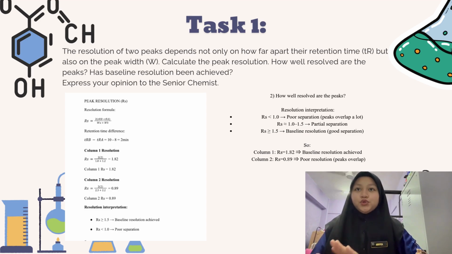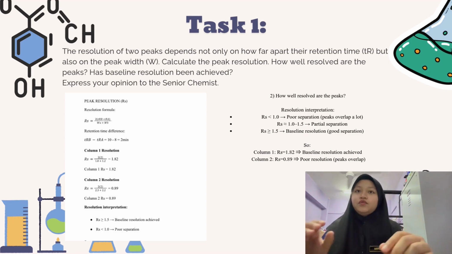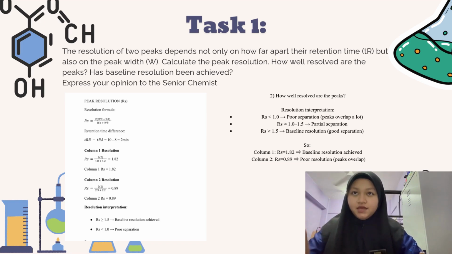Given the information, 2 analytes were separated, component A and component B. Their retention times and peak widths are as follows: the retention time of A is 8 minutes and of B is 10 minutes. Peak width for column 1 is 1 minute for A and 1.2 minutes for B. For column 2, it is 2.3 minutes for A and 2.2 minutes for B. Also, both columns have a length of 25 centimeters.